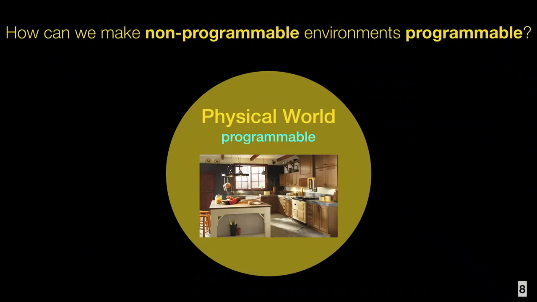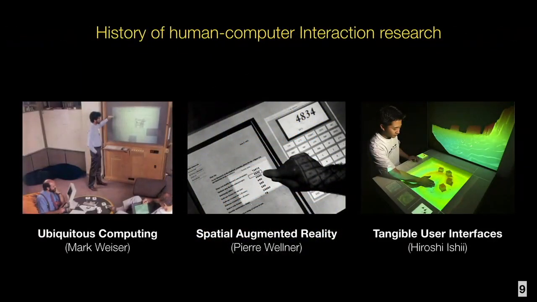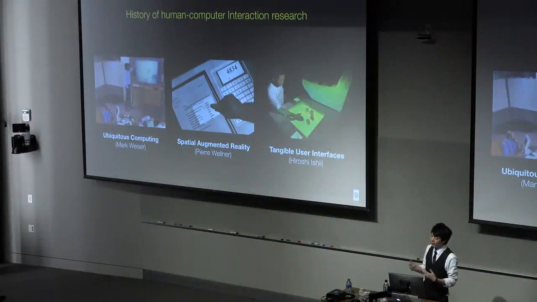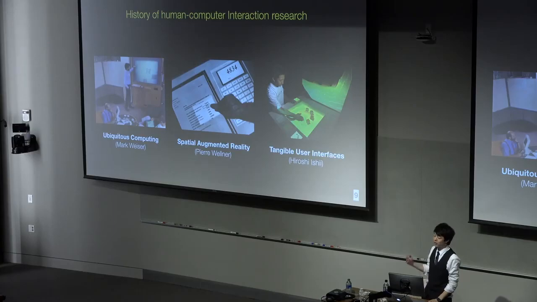Then the question is how we can make this static, non-programmable environment programmable, and how we can computationally control the elements of this environment. If you look at the history of human-computer interaction research, it can also be seen as a history of addressing this research question. For example, Mark Weiser's ubiquitous computing, Pierre Wellner's digital desk or spatial augmented reality, and Hiroshi Ishii's tangible bits and tangible user interfaces.